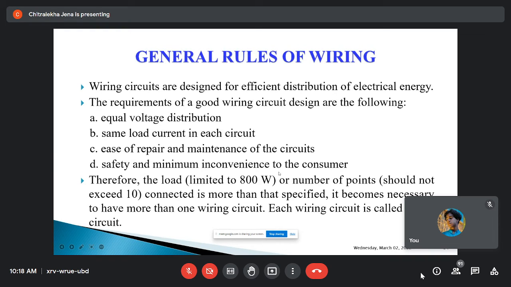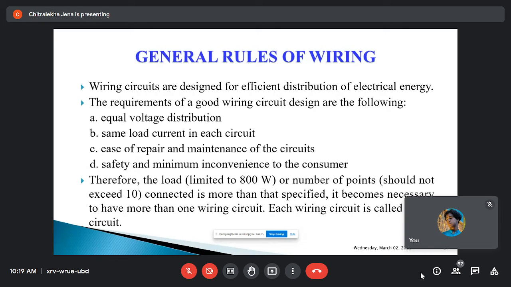Safety and minimum inconvenience to the consumer. As I have told you, if anywhere you are having any fault, suppose an electrician is coming to your house and your fan is not working, then he has to work on that fan only. It does not mean that everything should be switched off. If he is working on the fan, all the loads should not be switched off. Your TV, fan, grinder, washing machine, everything should not be switched off. Your wiring should be such that there is safety and very minimum inconvenience to the consumer.